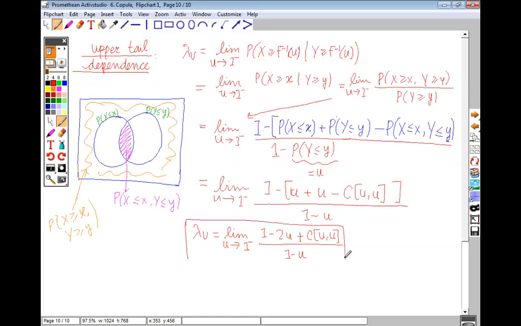So this is the formula for the coefficient of your upper tail dependence.